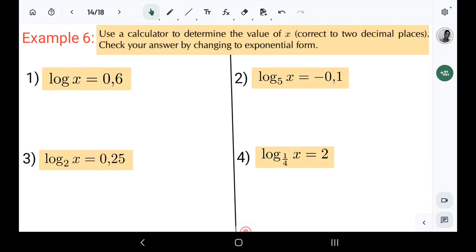Example number 6. Use a calculator to determine the value of x, correct to 2 decimal places. Check your answer by changing to exponential form. Perfect.